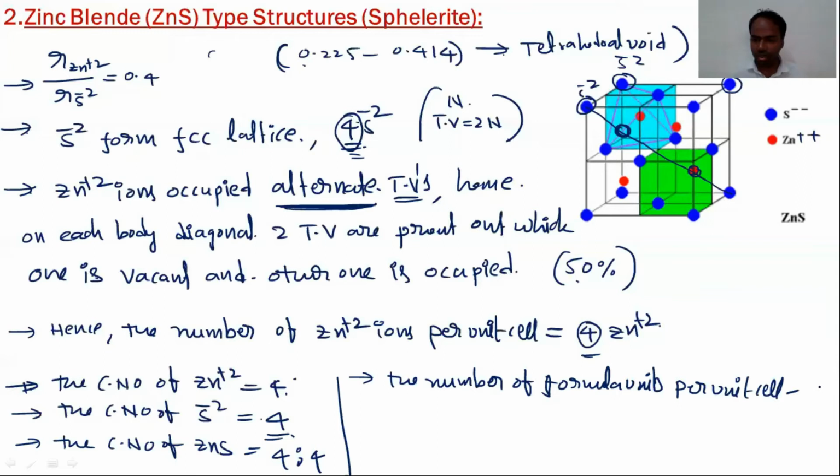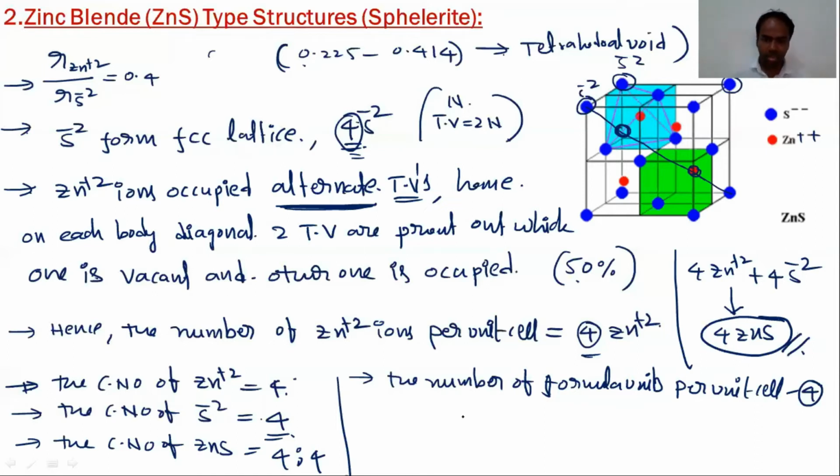That is 4, because 4 Zn²⁺ combine with a maximum of 4 S²⁻ ions, because zinc sulfide is neutral. So in order to balance the plus side charge, the minus side charge is required. That's why 4 zinc sulfide formula units are formed per unit cell. So the formula of the unit cell is Zn4S4.